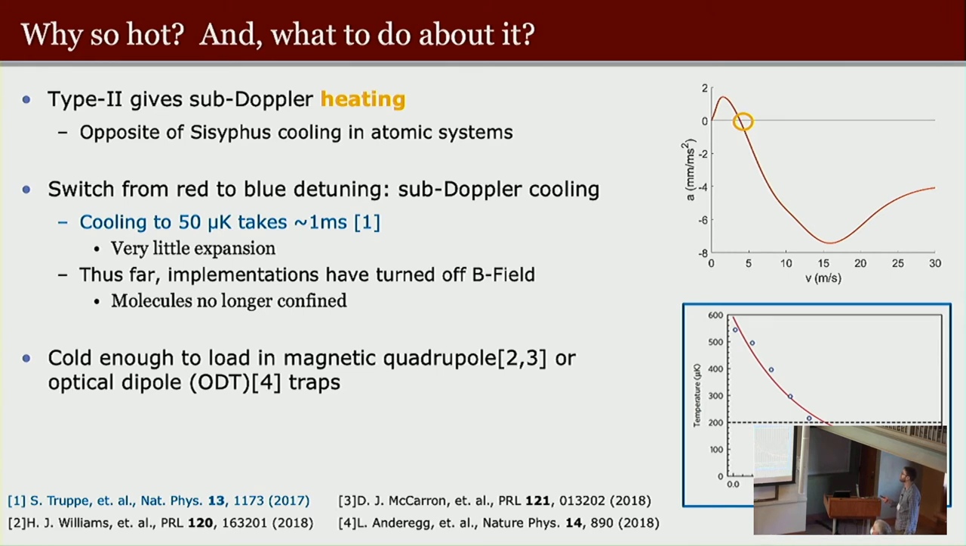So basically, for any velocity that's below some certain crossover velocity, which depends on your laser excitation parameters, you're actually going to experience a heating force, and molecules are going to tend to have velocities of this order of magnitude, which leads to very, very hot temperatures. So what can you do to stop that? Well, you can turn off your magnetic field, and then you can switch all of your lasers from red detuning to blue detuning. That's going to reverse the sign of this force, and you can cool to about 50 microkelvin in about 1 millisecond. This was first demonstrated by the Tarbutt group in 2017.